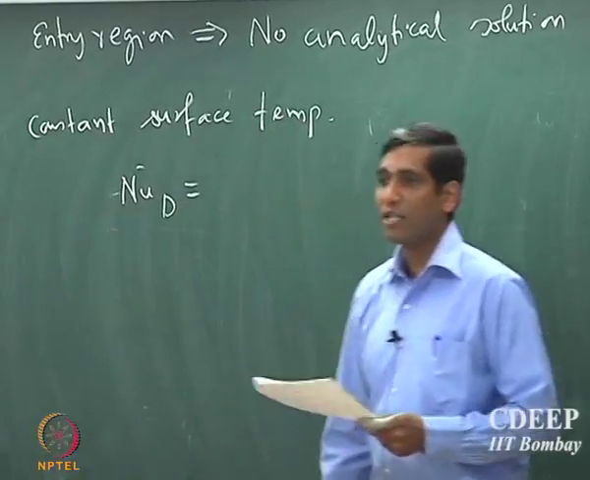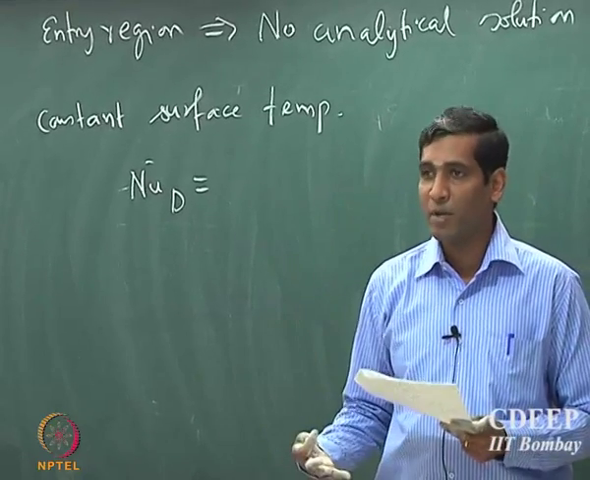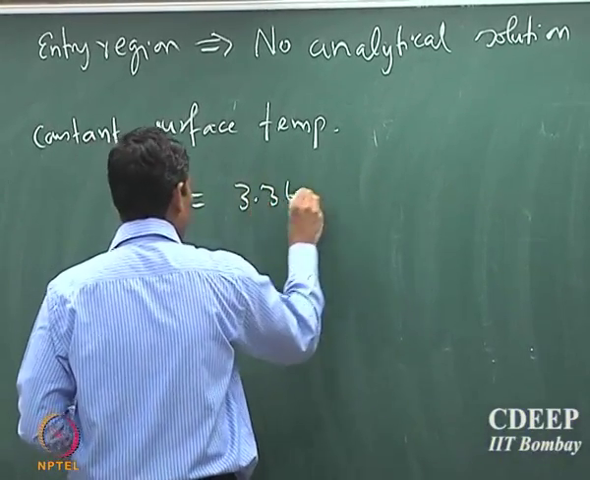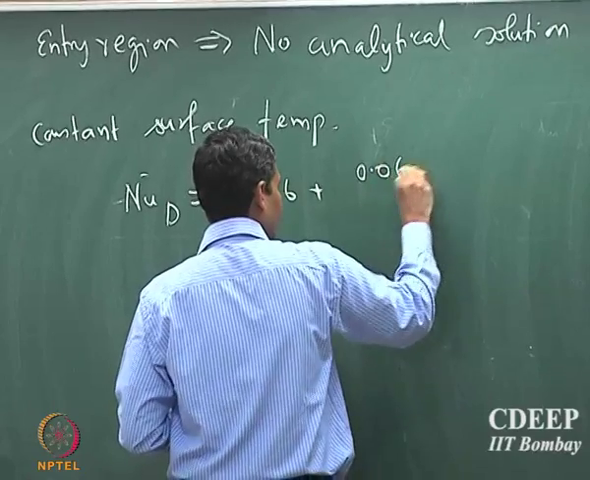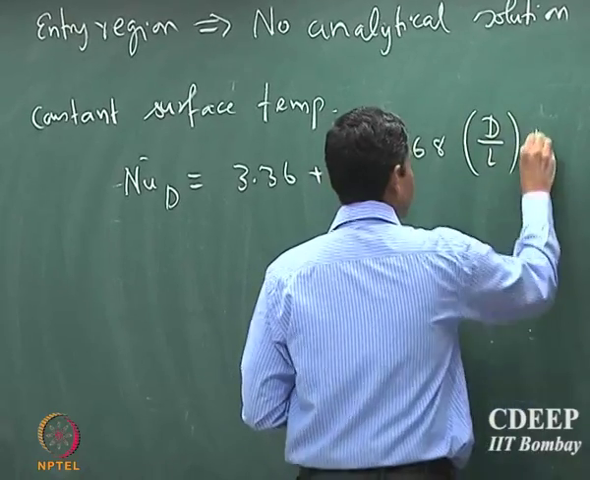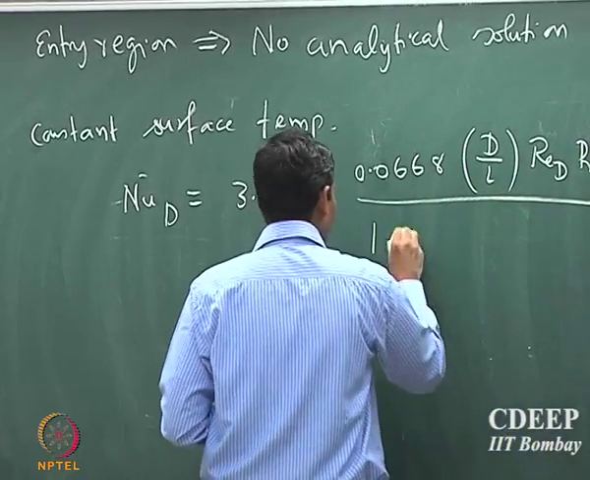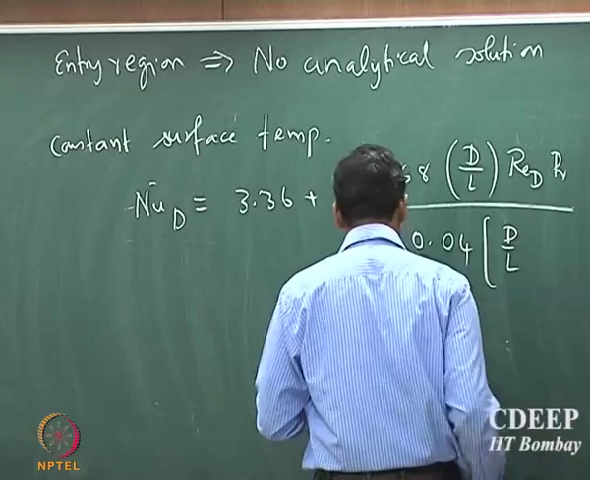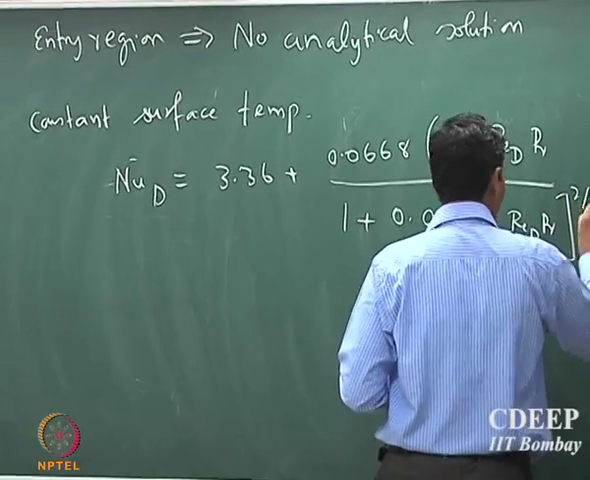the correlation to find out the Nusselt number, again this is average Nusselt number, has been found based on experiments, empirical correlations, and so that will be 3.66 plus 0.0668 Re_D Prandtl number times d by L divided by 1 plus 0.04 into (d by L into Re_D Prandtl number) to the power of 2 by 3.